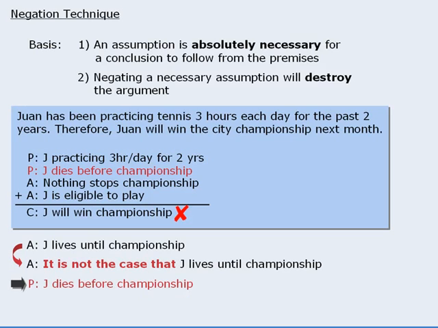Since the negated assumption destroys the conclusion, we must need the original assumption to be true. As such, we can see that this assumption is absolutely necessary for the conclusion to follow from the premises.